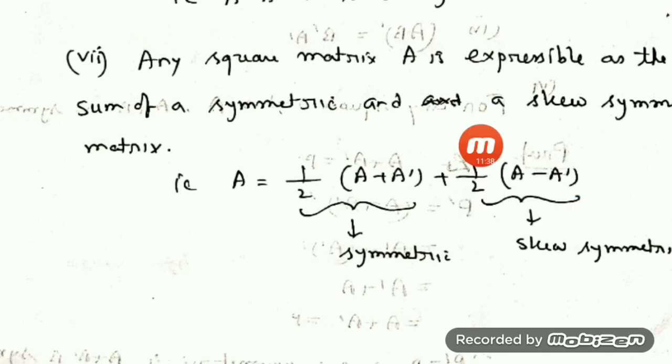Similarly, we can show that half of (A minus A transpose) is skew symmetric. So we have got that this is a symmetric matrix and this is a skew symmetric matrix. Take their sum and open the bracket: half of A plus half of A transpose, plus half of A minus half of A transpose. The half of A transpose terms cancel out, and half of A plus half of A equals A. So every square matrix can be expressed as a sum of a symmetric and a skew symmetric matrix.